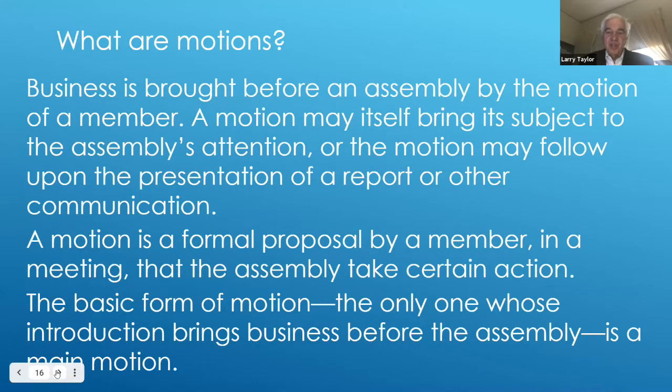So motions are the way in which business is brought before the assembly. A motion may itself bring its subject to the assembly's attention, or the motion may follow upon the presentation of a report or other communication.